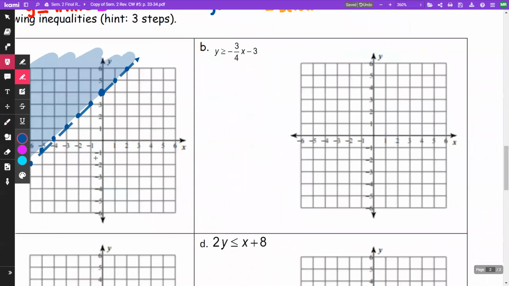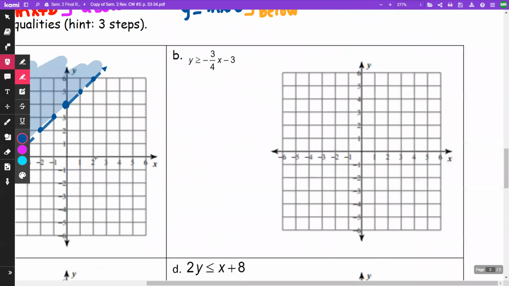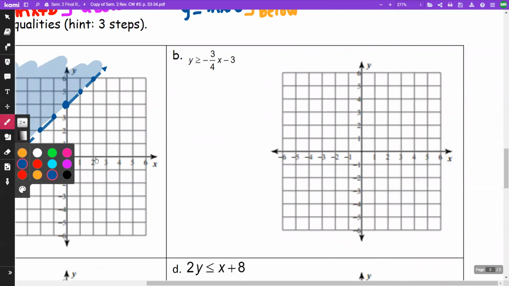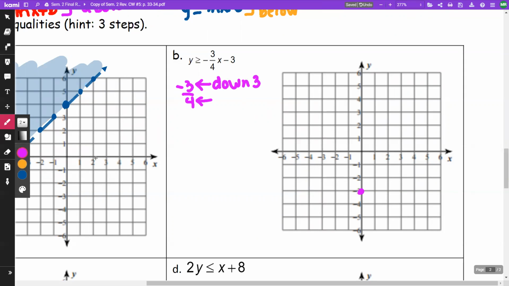On B, my y-intercept is going to be a -3. So I'm going to start at -3. My slope is a -3/4, which means my negative, I like to do with the top. So this is going to be down 3. And so you do your top as up if it's positive, down if it's negative, and then always have your bottom just go to the right, unless you're running out of graph space.